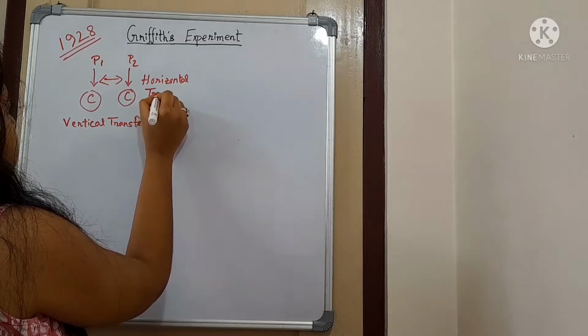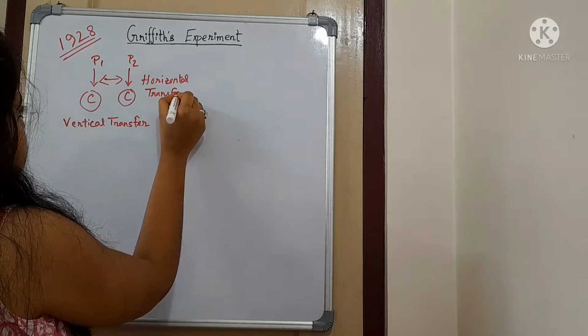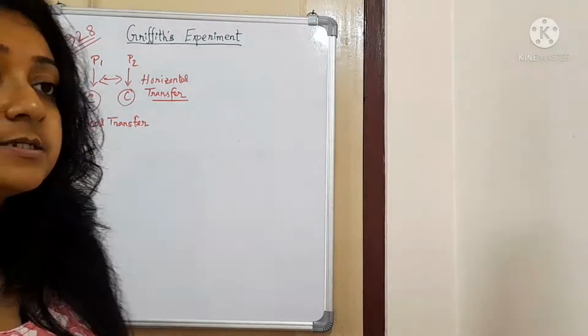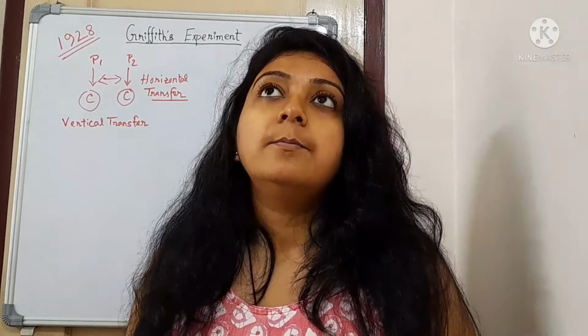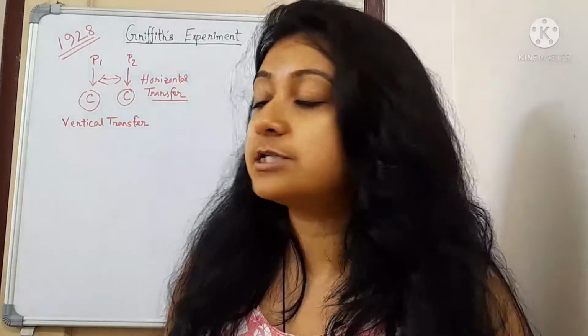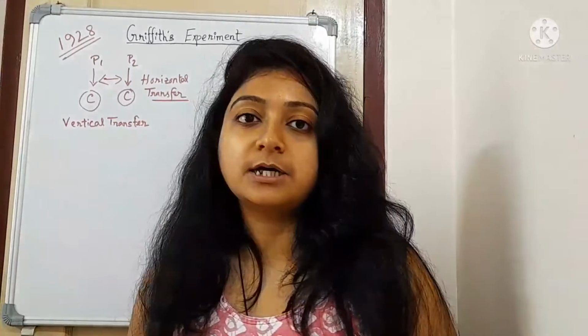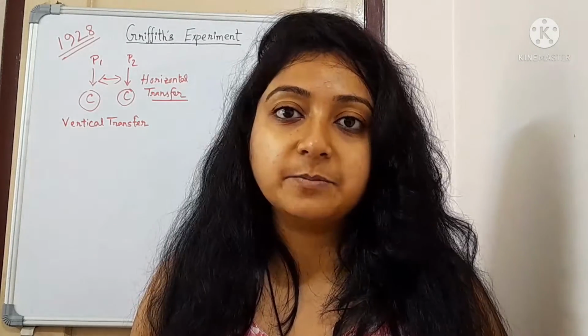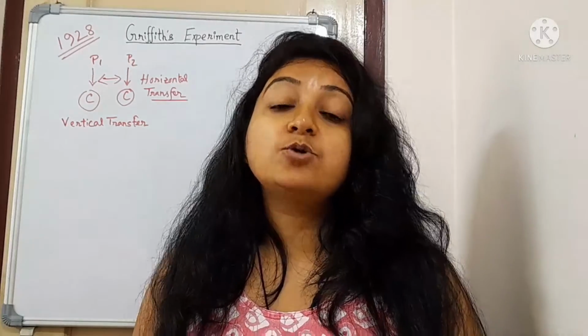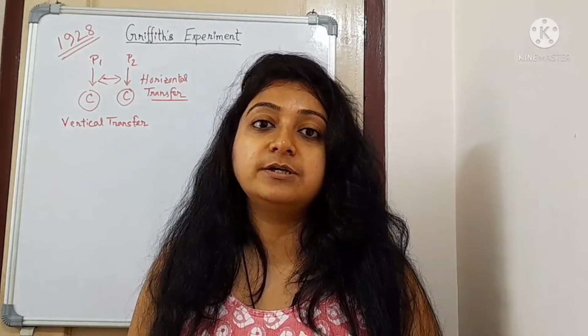So this horizontal gene transfer, among the microorganisms, basically in bacteria, we can see this kind of transfer. This was first observed in Frederick Griffith's experiment. Okay, now let's see what the experiment of Frederick Griffith was.